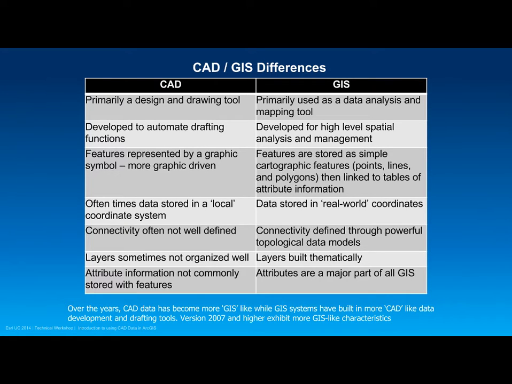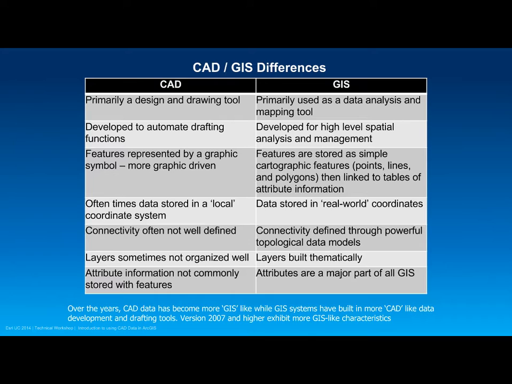Another big difference between CAD data and GIS is that CAD data are not stored with feature attributes. So attributes are a major part of all geographic information systems. But in the CAD world, user-defined attributes of things like a tree type and a tree height aren't necessarily stored. You will see attributes in CAD data, but the attributes store more display characteristics like the color of the line and the type of the line and the width of the line. They store display characteristics rather than real world information about a feature.